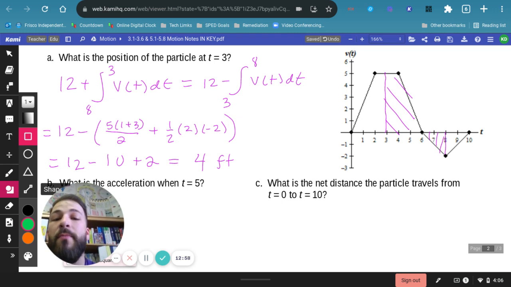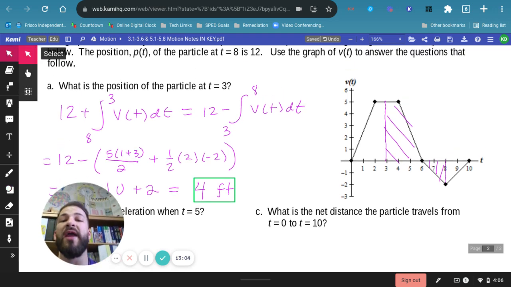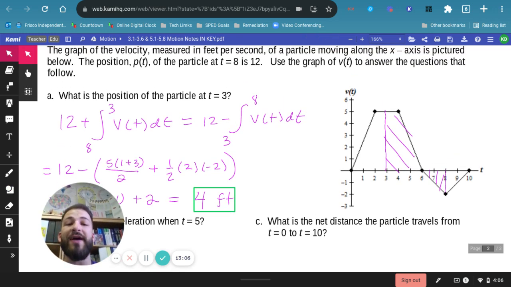Now, one nice thing about motion questions, y'all, is that your answers should make sense. So thinking about this situation, we know at time 8 we're at 12. We just found at time 3 we were at 4. Looking at our graph, notice from 3 to 6, our graph has all of that positive area because of our positive velocities. That means from 3 to 6, our particle is moving forward in the positive direction. From 6 to 8, it does move backwards a little bit, but it's a very small amount of backwards.